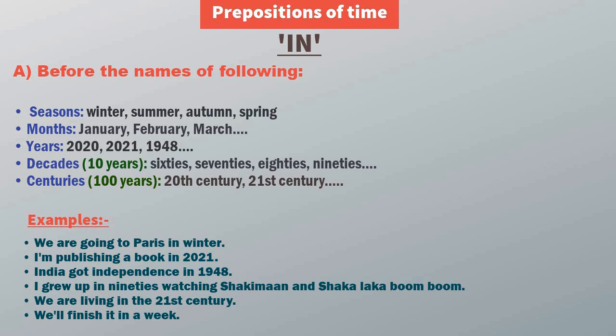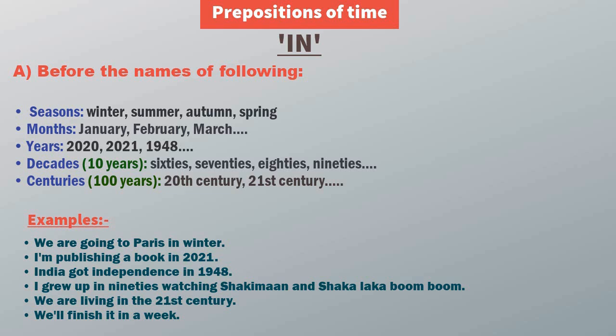I grew up in the 90s watching Shaktiman and Shakalaka Boom Boom. If you're a 90s kid, you know what I'm talking about, right? So we also use in with decades. We use it with centuries like 19th century, 20th century. We are living in the 21st century. We also use in with weeks, 2 weeks, 3 weeks, 4 weeks. We are going to complete the task in 1 week, right?